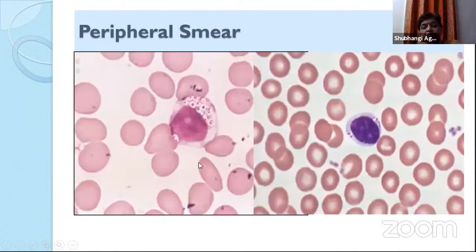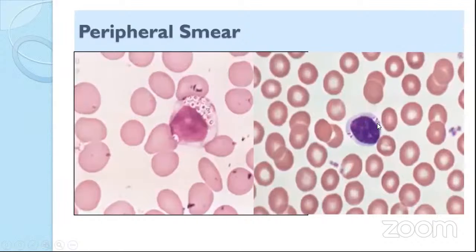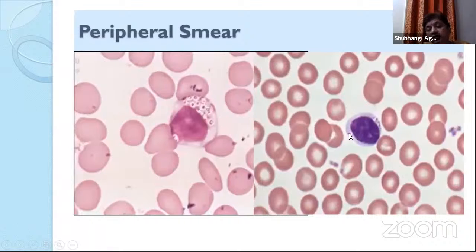This is the peripheral smear from another patient who was an adult, 25 years old, who came with hepatosplenomegaly. He also had joint deformities apart from the hepatosplenomegaly. So his peripheral smear was done, and this peripheral smear shows a large monocytic-like cell with these inclusions in the cell. This is a lymphocyte which is showing inclusion-like purplish granules in the cytoplasm.